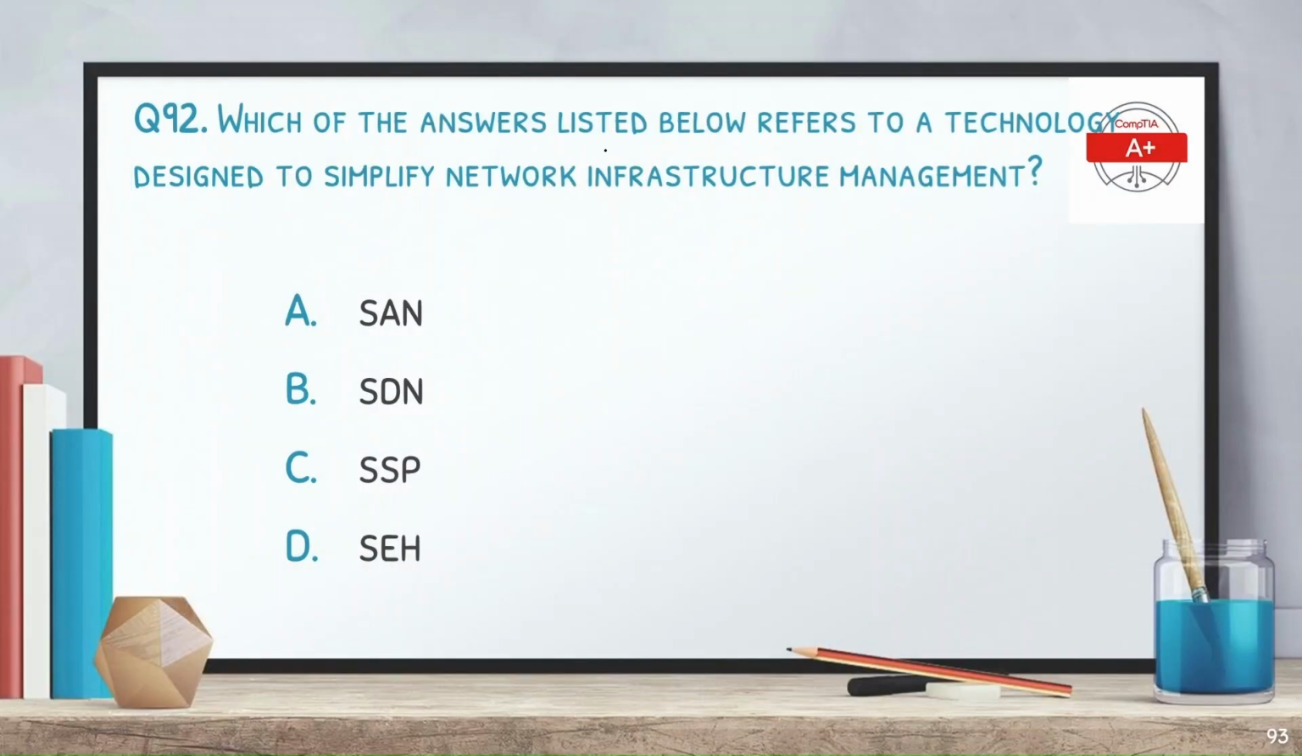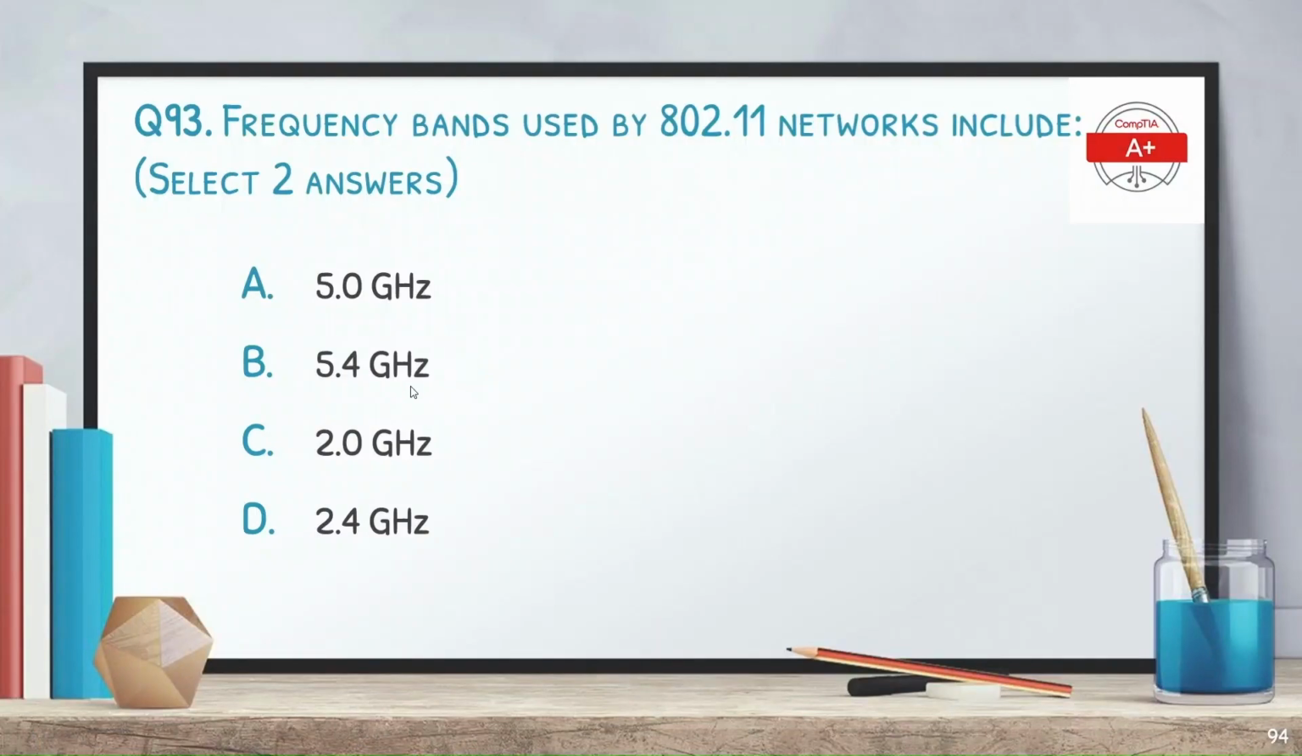Which of the answers listed below refers to a technology designed to simplify network infrastructure management? The options are A. SAN, B. SDN, C. SSP, and D. SEH. The correct option is the SDN.